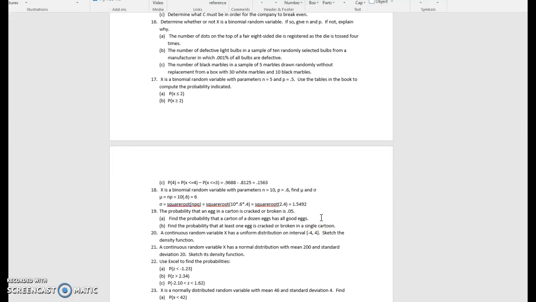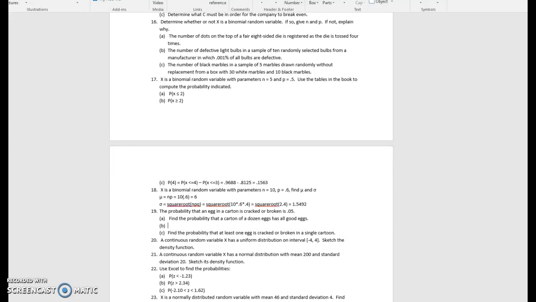We either have a cracked or broken egg or we don't. Okay, so let's just identify things here. We're going to have a dozen eggs, so n is 12. Our probability of them being cracked or broken is 0.05. And of course, the probability that the eggs are not broken will be 0.95, 1 minus 0.05.